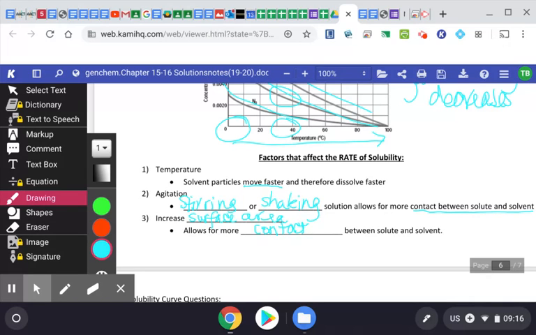All right, the next thing we're going to look at is solubility curve questions, and I am going to do that with you guys as a Google Meet Hangout. So we will look at that as well.